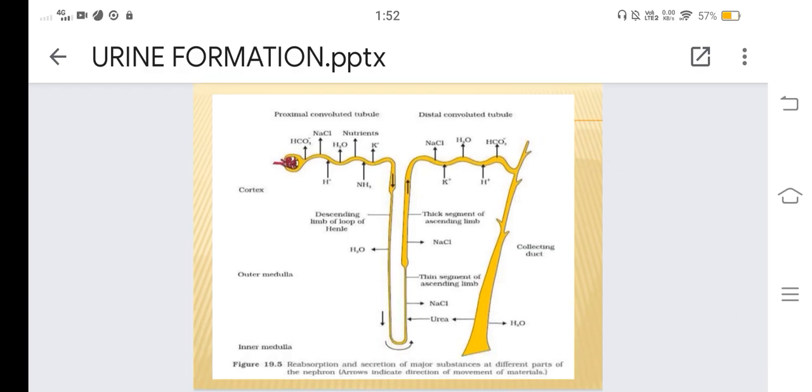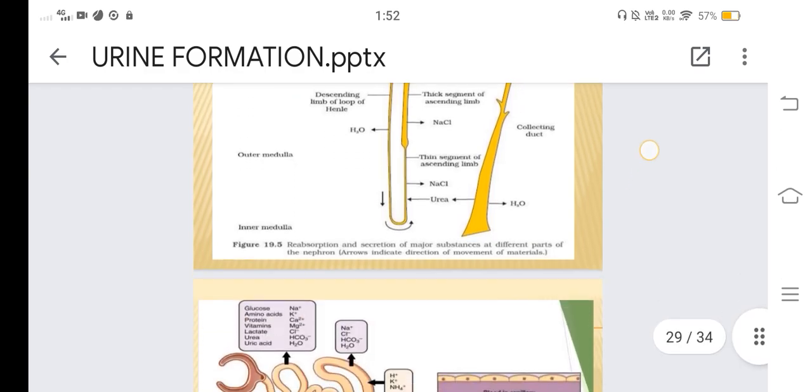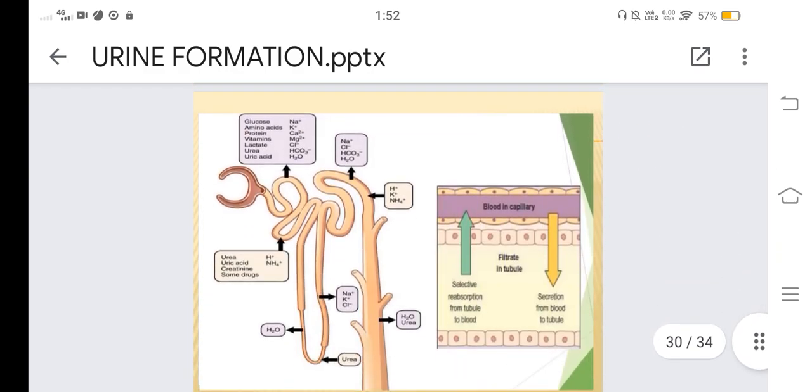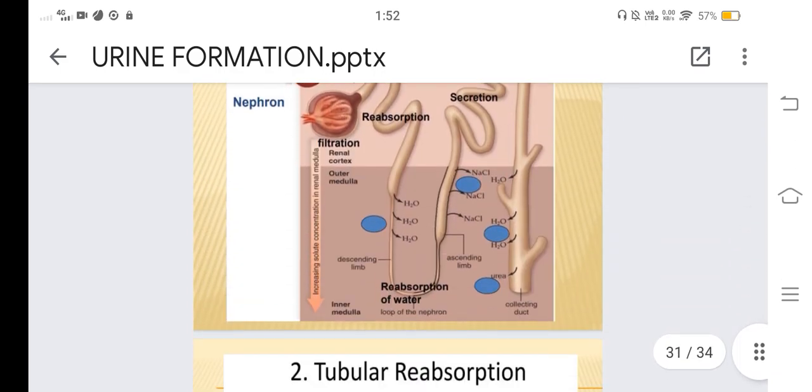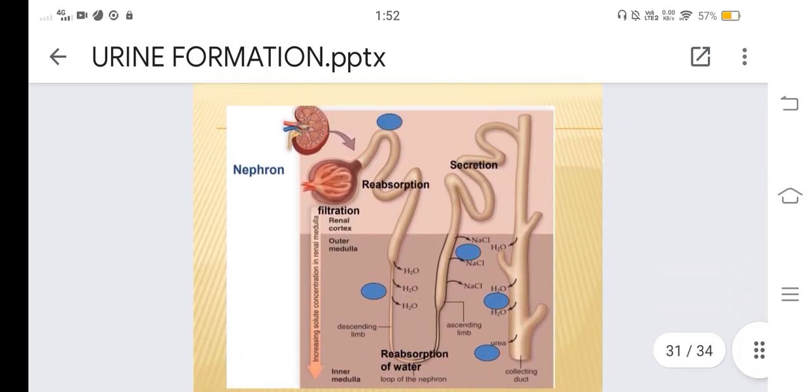We know proximal convoluted tubule position, then distal convoluted tubule position, then collecting duct region, cortex, outer medulla and inner medulla regions. Then nephron is there: filtration, reabsorption, secretion and reabsorption of water.